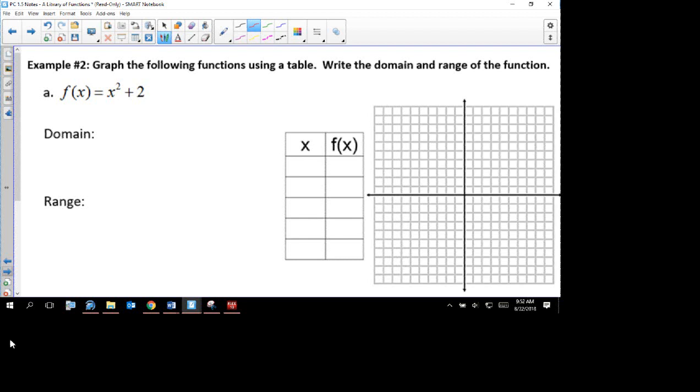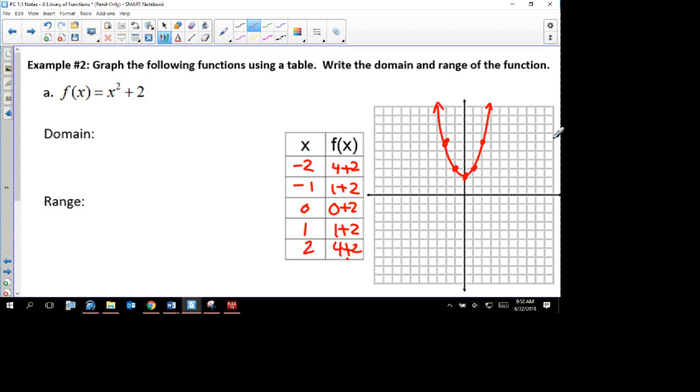So, pretend I don't know transformations. I would just plug in whatever I want: -2, -1, 0, 1, 2. I'm going to square the x, then add 2. So this one would be 4 plus 2. This one would be 1 plus 2. This would be 0 plus 2. This would be 1 plus 2. And 4 plus 2. So I would have -2, 6, -1, 3, 0, 2. Remember, a quadratic should be a U shape, and it should be symmetrical. So once you get 3 of the points, you really have the other 2.